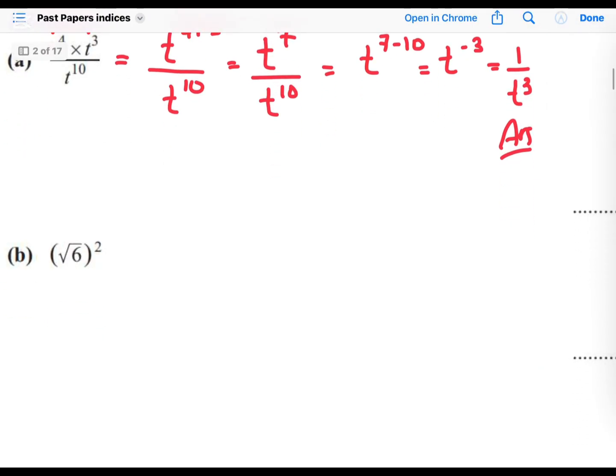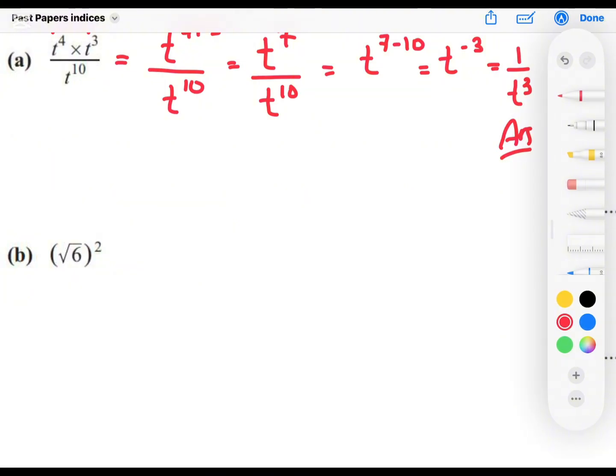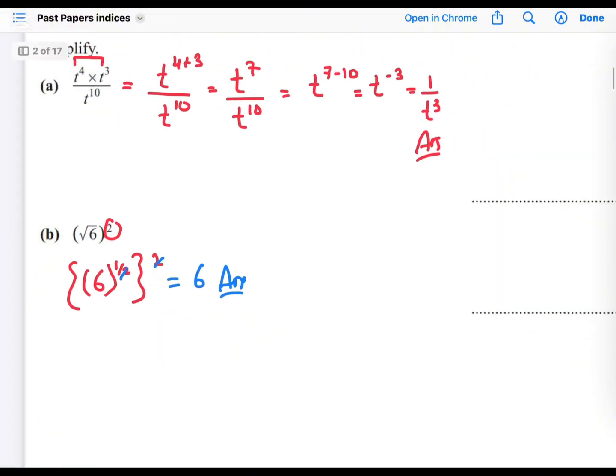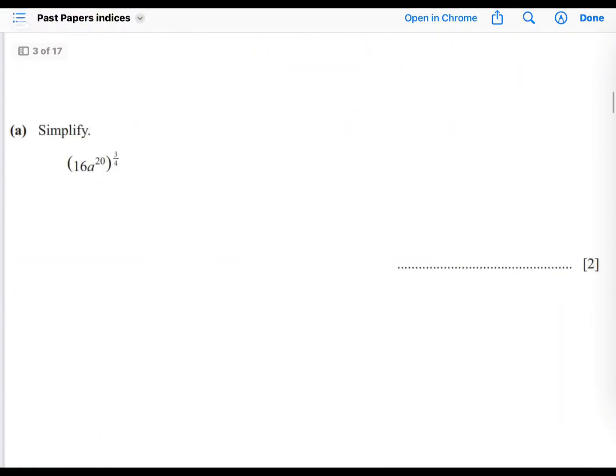Now part number B. When I remove the root it will give me 1 upon 2. As I told you, when there is no index, it will be square root, and when we remove the root, it will give 1 upon 2. Now there is already 2 available, so I will write 2 here as well. So now this 2 will be cancelled out, so final answer will be 6. So I hope everything is clear in this. There is no confusion in this question as well. Now moving towards the next question.